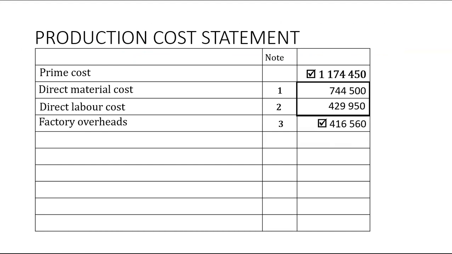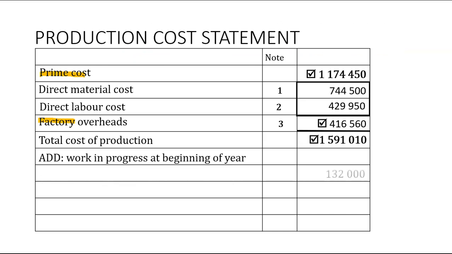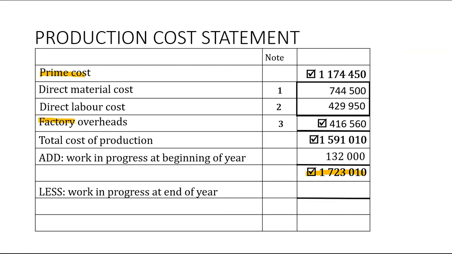So those ones that I've ticked, I'm going to add them together. I'm going to add prime cost with factory overheads to get the TMC. I normally say TMC, total manufacturing cost or total cost of production, and that will give us 1,591,000. And then you add work in progress at the beginning of the year, and then you total it, then it will give you this value here. And then we subtract work in progress at the end of the year, and then we will get finished goods that go to cost of sales.